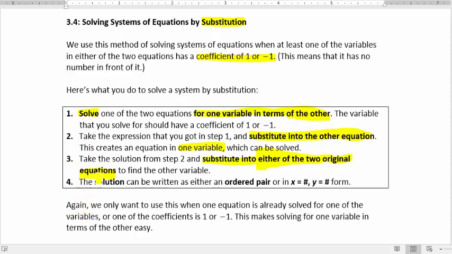Some people require that you write the solution as an ordered pair, but to me that's not important. You can either write the solution as an ordered pair, or you can just write it in the form x equals some value, y equals some value, right? You don't have to necessarily write it as an ordered pair. So we'll look at a couple of these.